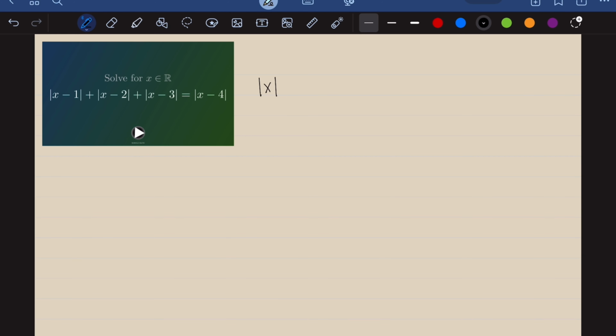For example, the absolute value of x can be considered as the piecewise function that is equivalent to x if x is greater than or equal to 0, or negative x if x is less than 0. We can arbitrarily assign the equal to symbol to the first or second condition because it's 0 anyway, so it doesn't matter where we put this equal to sign.